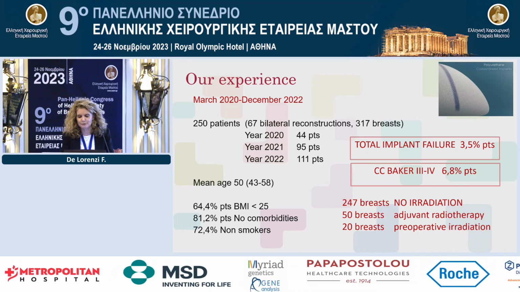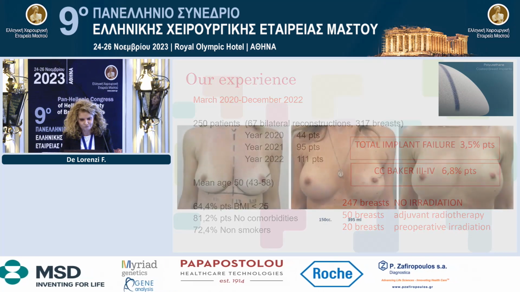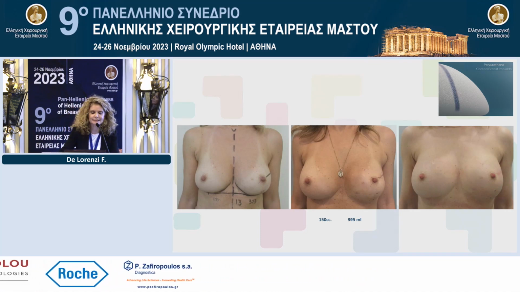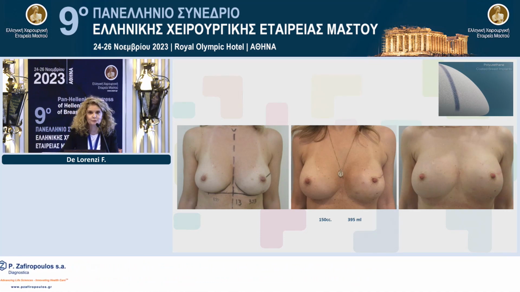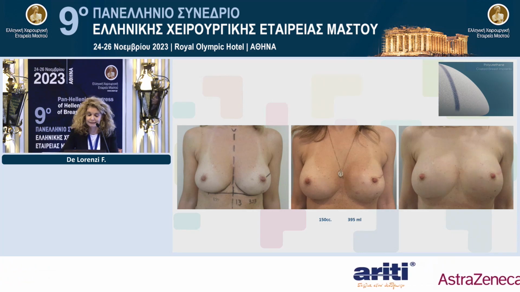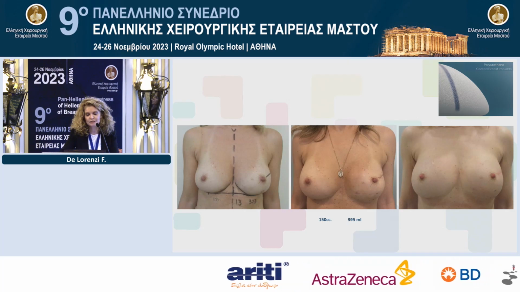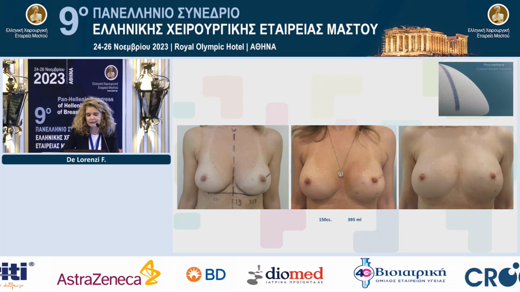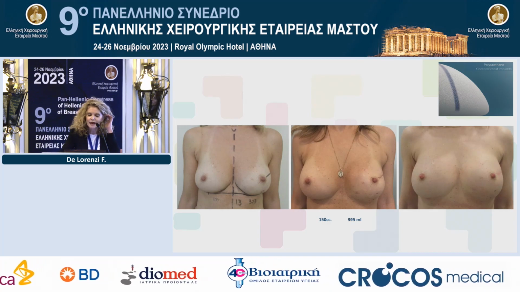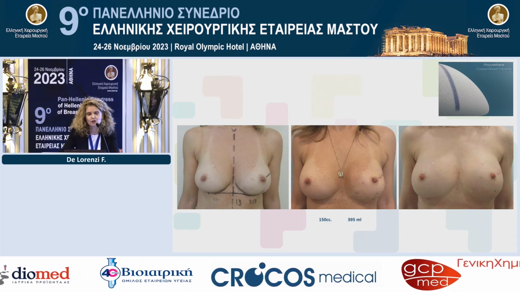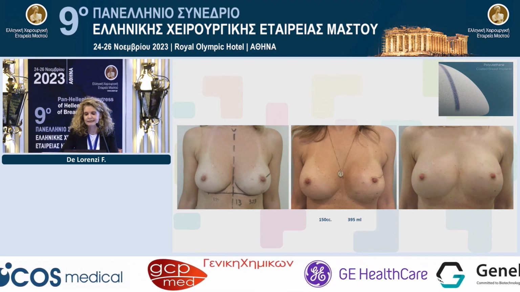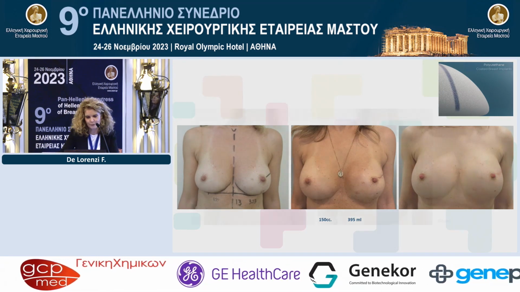In this cohort of patients, total implant failure was 3.5%, and capsular contracture rate, classified as Baker 3 and 4, is 6.8%. Some examples: tumor located in the left breast, radial incision for nipple-sparing mastectomy and axillary sentinel lymph node. The patient received a prepectoral reconstruction with a polyurethane implant, and right augmentation using an incision in the inframammary fold. And this is the 1-year follow-up.